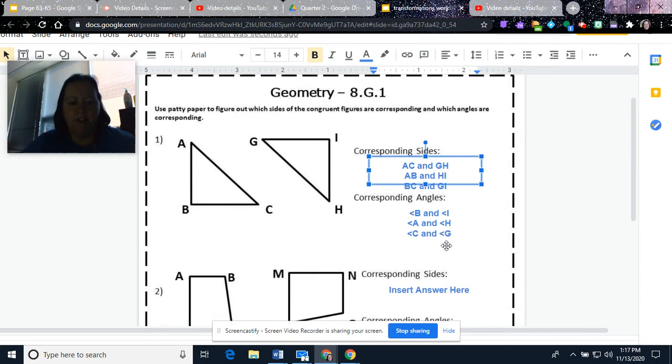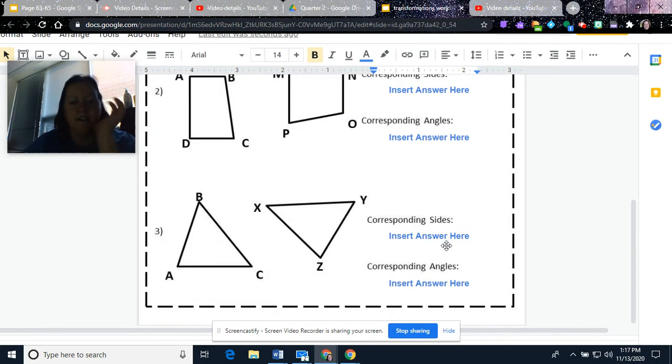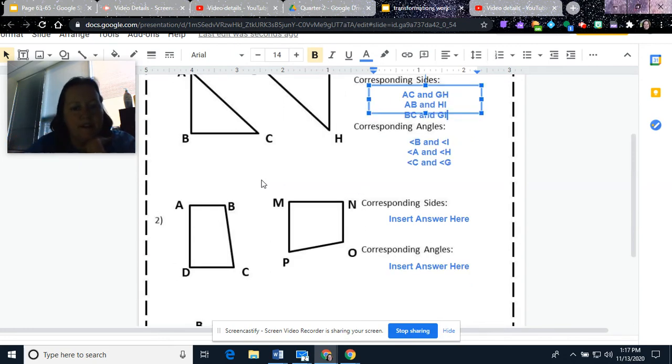And so that's what you're going to do on these two problems: practice the corresponding angles and sides. Remember, that just means that they're in the same position on the new shape. Just like in school, I always like to say that the math classes are all corresponding because they're always the first classroom on the left in each of the team hallways. So in the same position, different hallway.